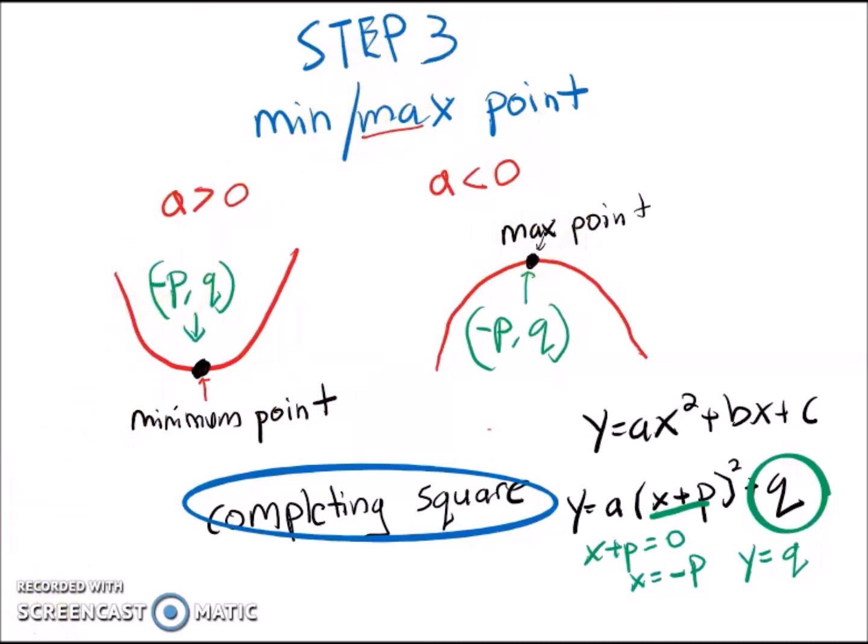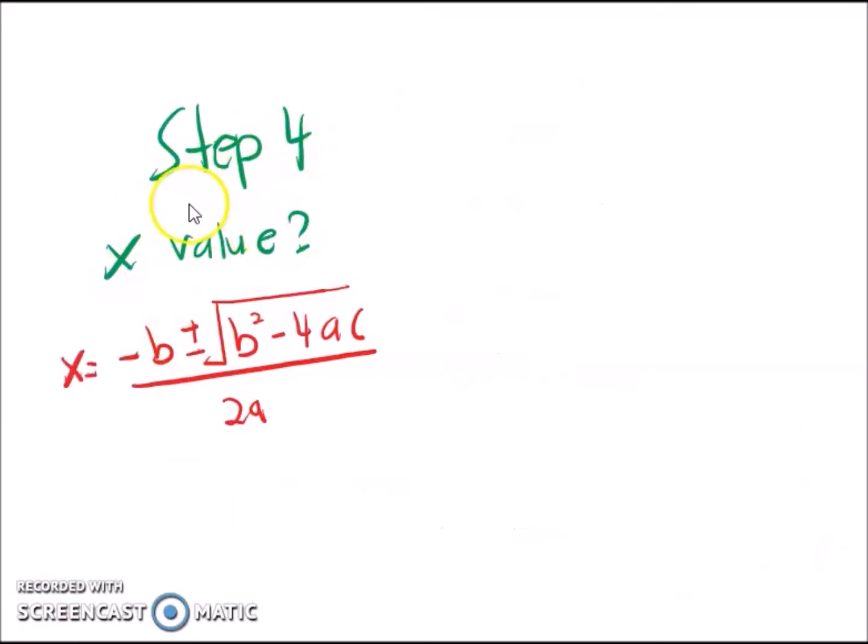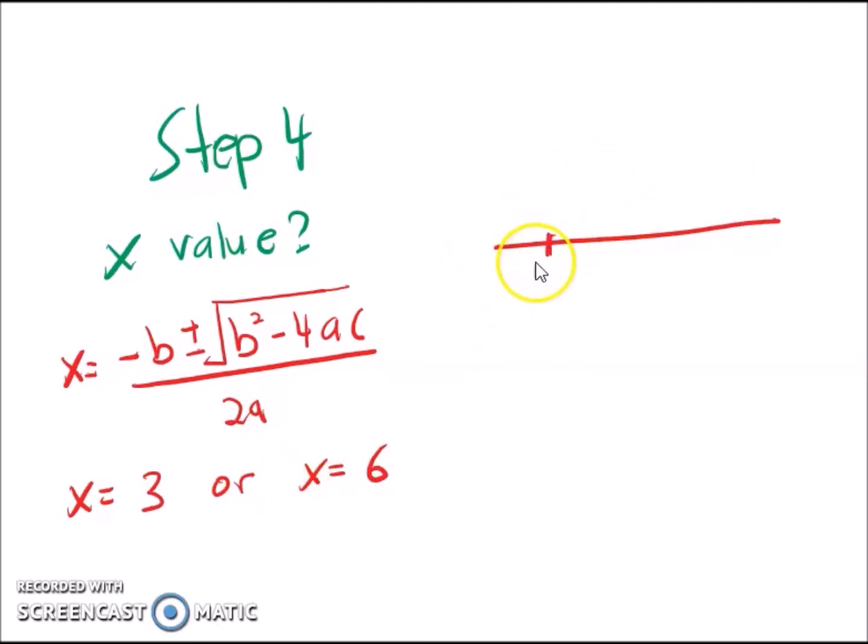For step 4, we have to find the x values here, and we can use this formula to find the x values. So let's say we get the x value is 3 or the x value is 6. So we just have to sketch it like this, here's the 3 and here's the 6. If your graph is a smiling graph, which is a minimum, then we just have to sketch it this way, and your minimum point will be over here. This is your step 4.